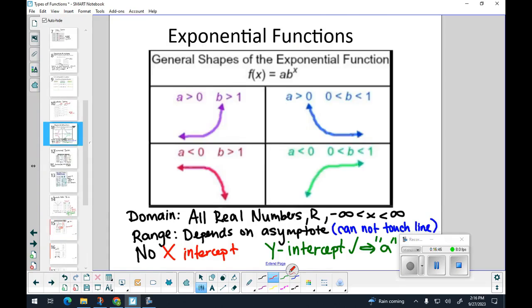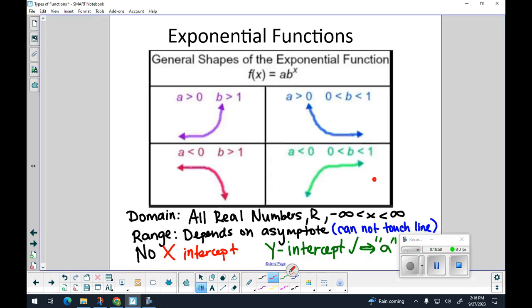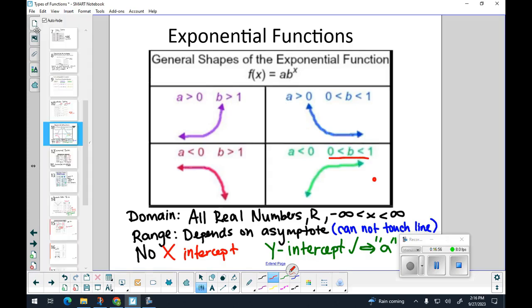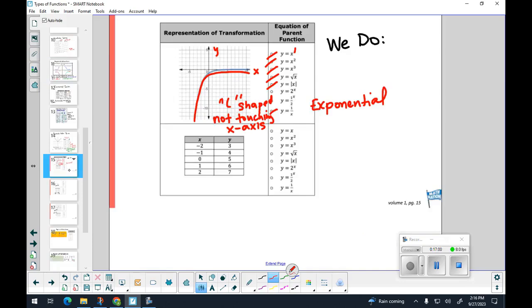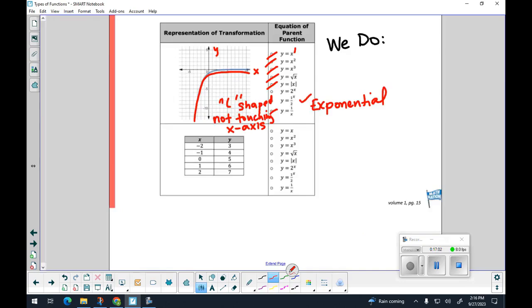Okay, so let's take a look back at this. So the type of shape we're looking at, it looks like the green one, right? It looks like that one. So that one is actually going to be a decay because the b is in between 0 and 1, meaning it had to be a fraction. Okay, so it's actually going to be a decay. So we're going to pick the one with the fraction, 1/2 to the x power. Okay, because 1/2 is like 0.5, which is in between 0 and 1.